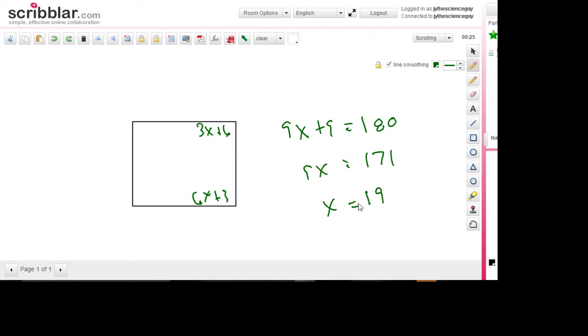And then, did they ask us for the angle, or did they just ask for x? Okay. I don't know how to get y. Well, there's only one y. Do I subtract them? How is this angle related to that angle? They're equal. So if I stick in the 19, I can figure out what that angle is, right? So stick in the 19 to figure out what that angle is. So 6 times 19 plus 3.